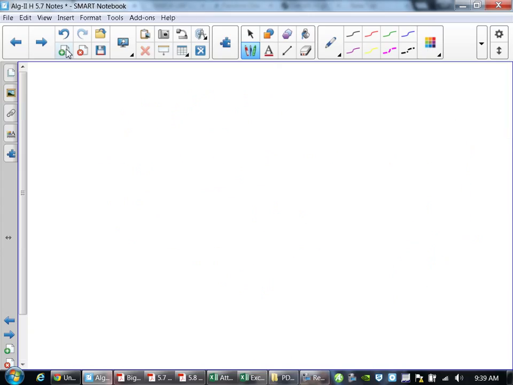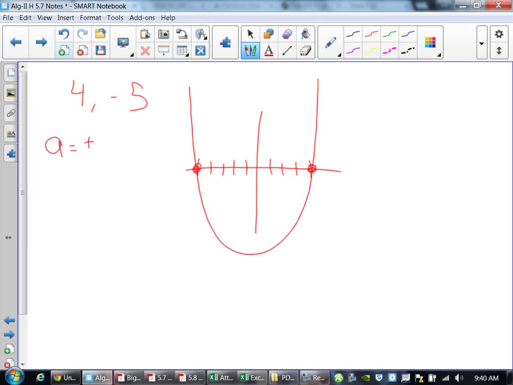If I just give you zeros of 4 and -5, that means it crosses the x-axis at 4 and -5. From there, you still don't know what direction it's going. It could be going up, it could be going down. That's why that A value matters. If A is positive, that means it's got to do this. It's going to give you a parameter.